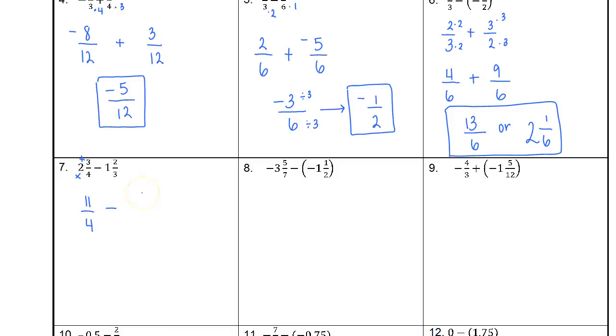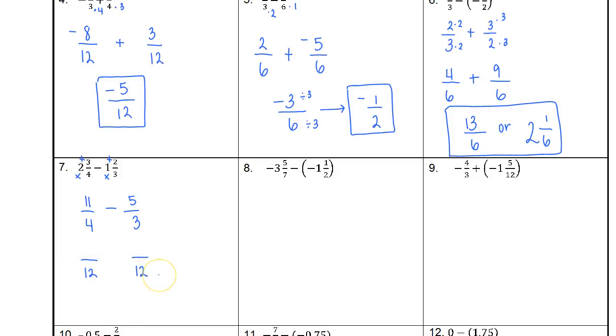I'm subtracting from it 1 and 2/3. 3 times 1 is 3. If I add 2, that gives me 5, so 5/3. Of course, now I need a common denominator. For 4 and 3, we can use 12.